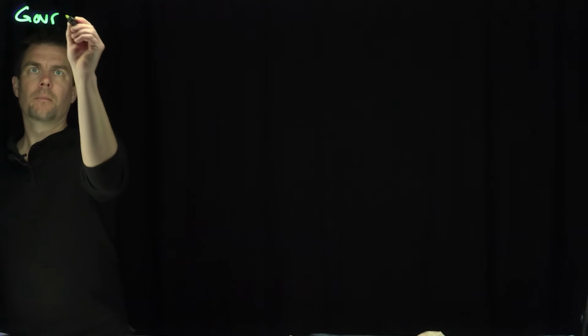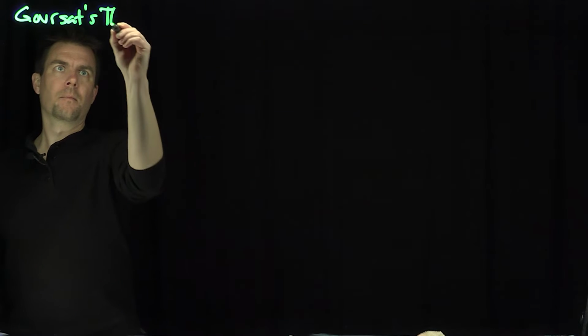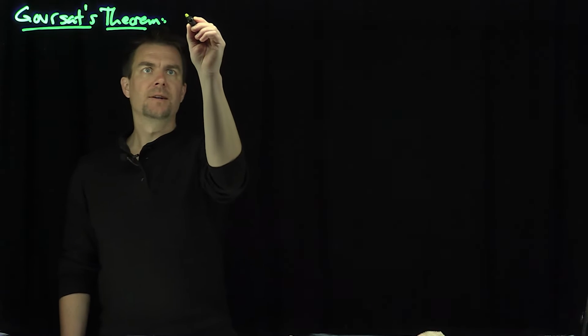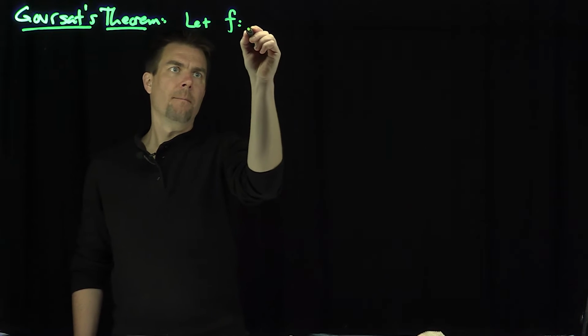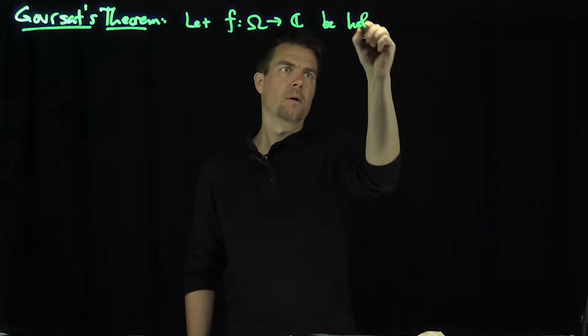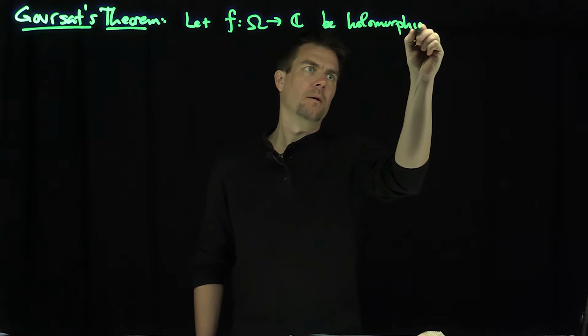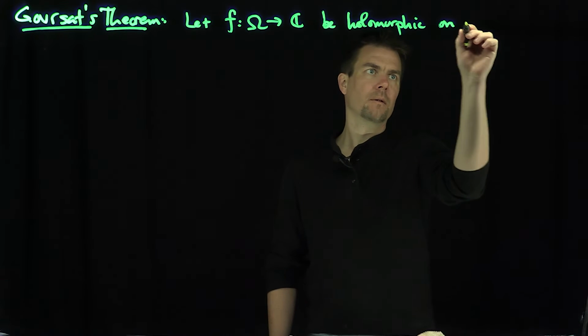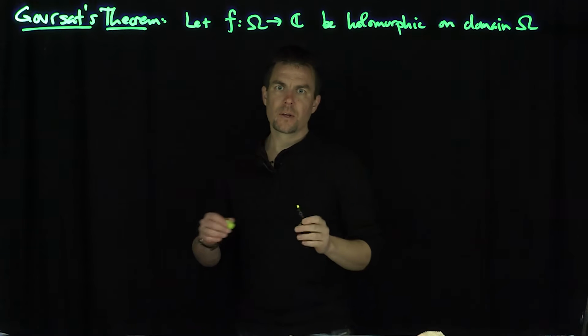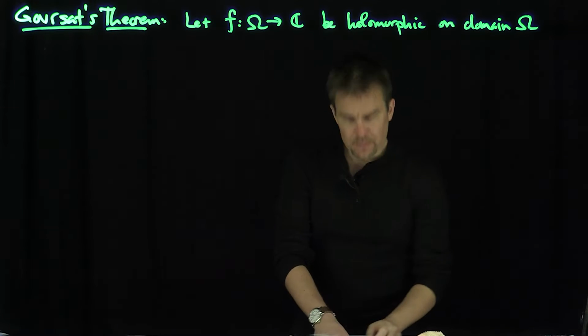Hello students, in this video we'll prove Goursat's theorem, which is the first step to proving the Cauchy integral formula. So this is Goursat's theorem. It states the following. It says let f map omega into C be holomorphic on the domain omega, and we want omega to have some nice geometric properties, right?